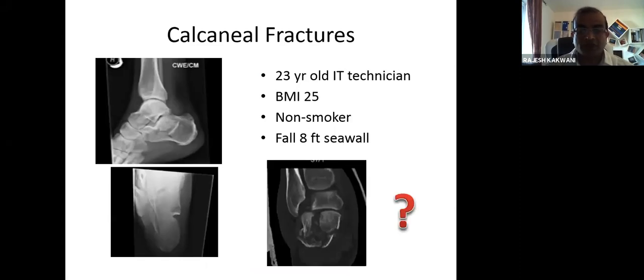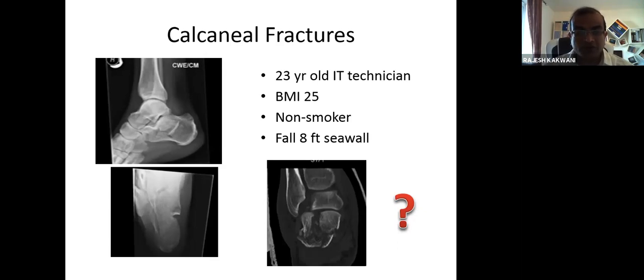Now, the commonest scenario that will be asked if you're appearing for the FRCS Orth exam, or else in real life as well, when you're called by A&E to answer a question about the management of a patient with calcaneal fracture. So let's give you a typical scenario. A young gentleman, normal BMI, non-smoker, occupation IT technician, who falls off a height and has got a calcaneal fracture.